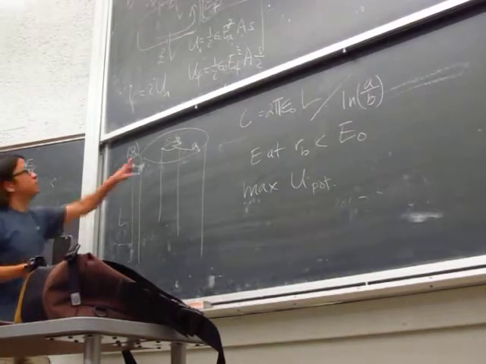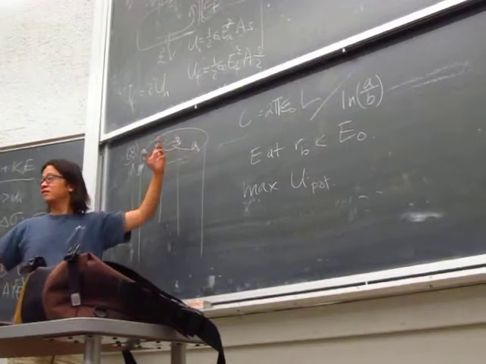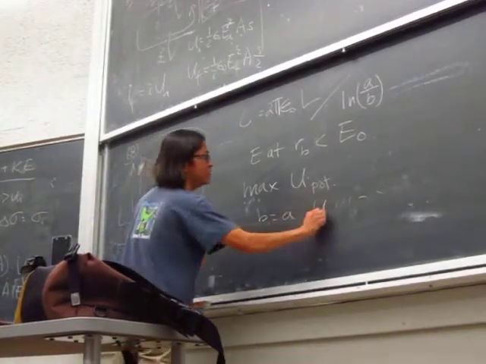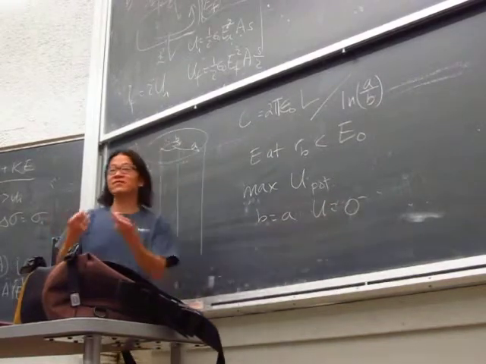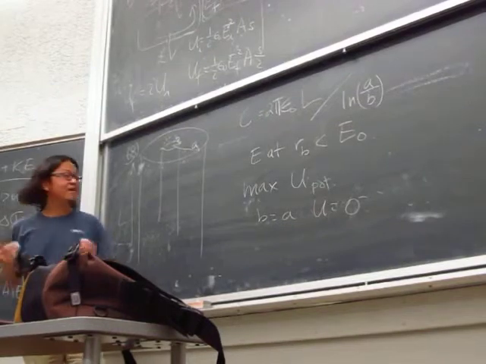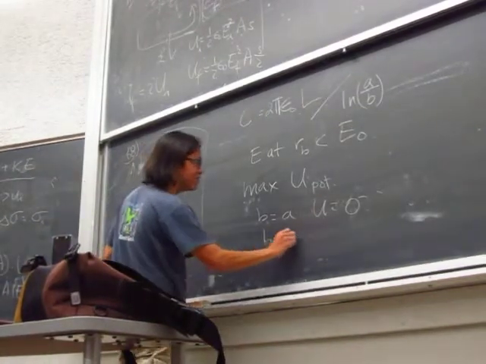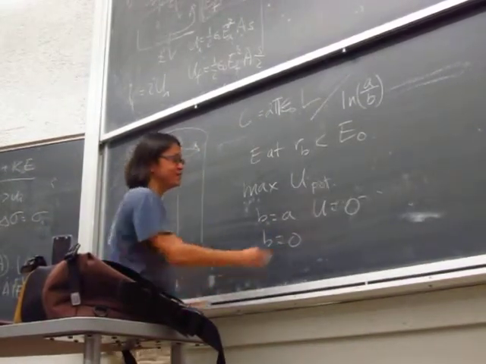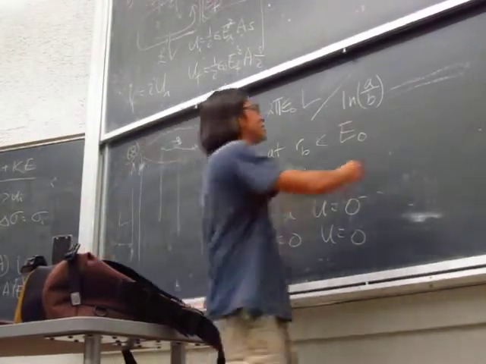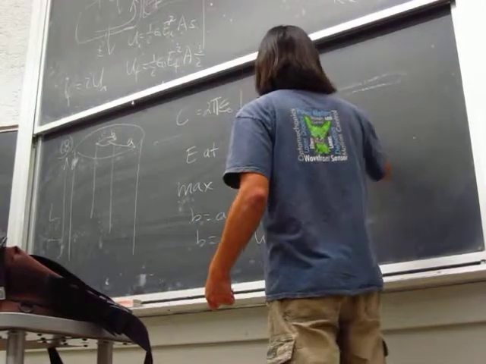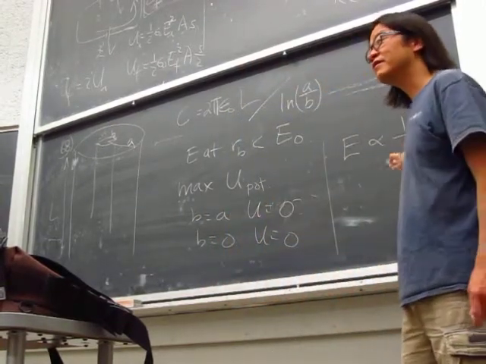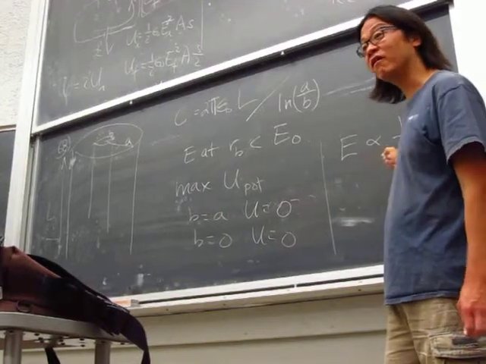So what happened here? If P is equal to A, there is no potential energy, right? If P is equal to A, U is equal to 0, because basically you don't have a capacitor. And if P is equal to 0, then also U is equal to 0. Because when P is equal to 0, remember, electric field goes as 1 over R. In this case, electric field goes as 1 over R.